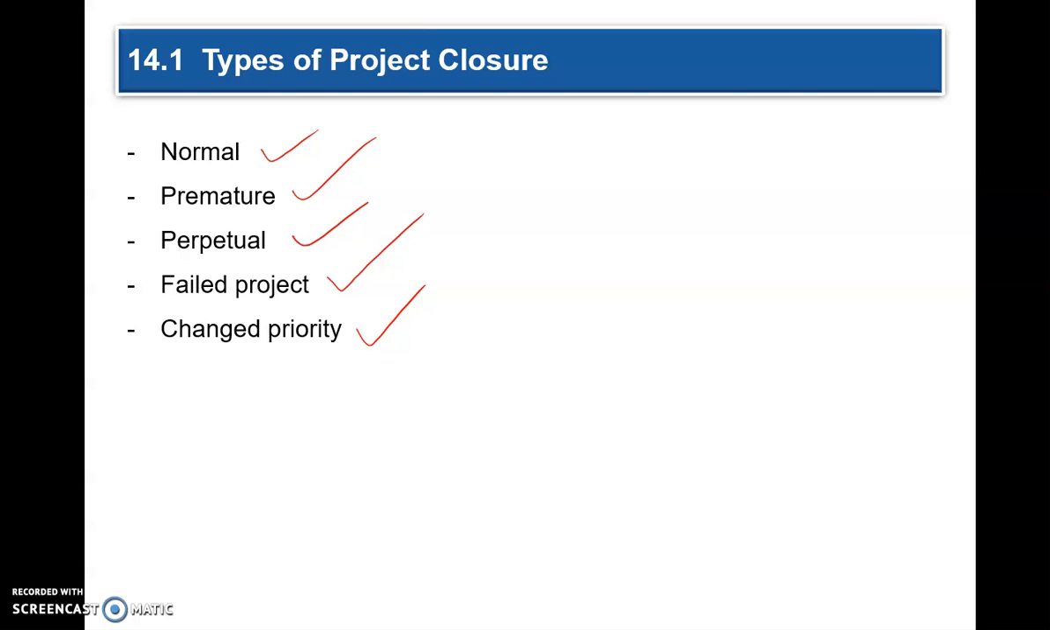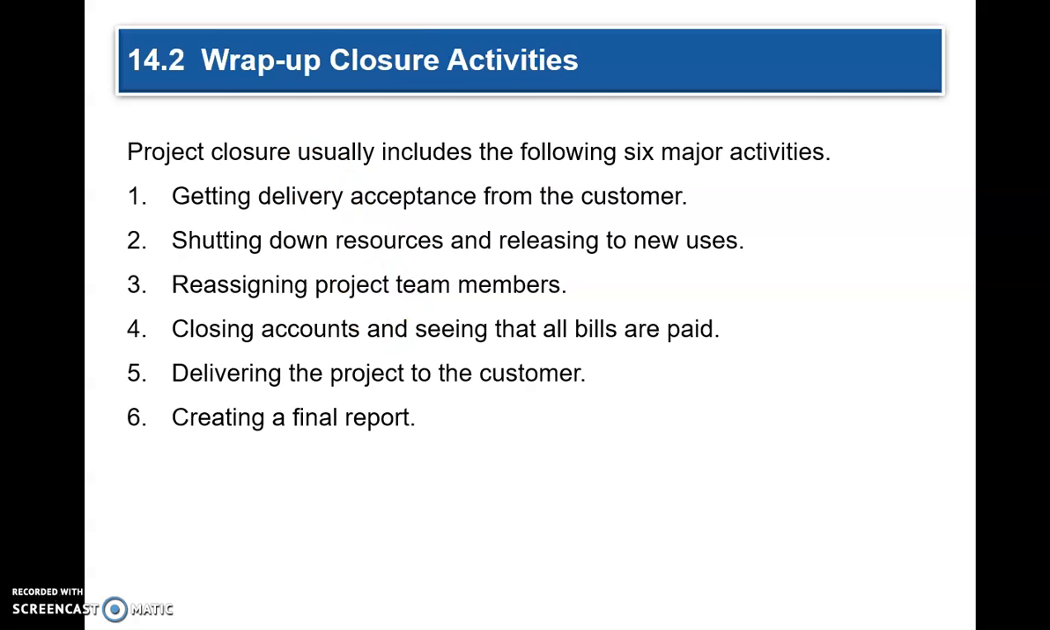A normal closure is when the project is completed, you're going to close it. Premature is if the project is started, or not even started, but it is closed. Perpetual is where the project gets started, it is closed, then again it comes back, it gets closed again, then again it comes back. These are some of the pet projects that the CEOs and CFOs will have that keep popping up again. And these are perpetual projects. Then you have projects which totally failed. And there are many, many of them that totally failed. And then you have projects which have changed priorities as well.